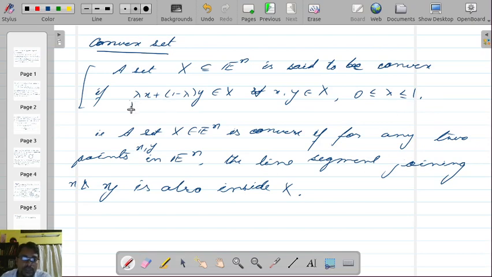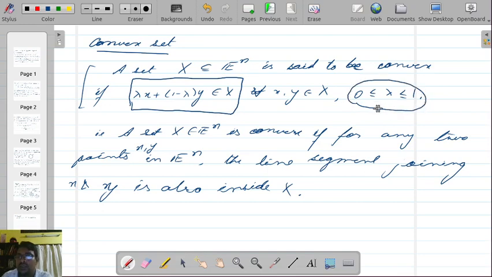If you remember, we had already noted that points of the type lambda x plus (1 minus lambda) y represent points on the line joining x and y. In particular, if we restrict to 0 less than or equal to lambda less than or equal to 1, then we get the line segment. So a set is said to be convex if the line segment joining any two points inside the set also lies completely inside the set X itself.